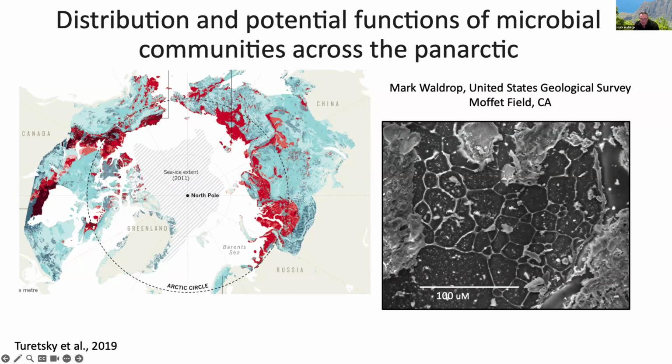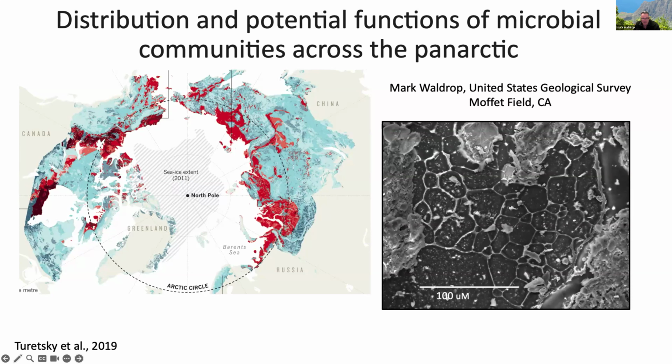Permafrost communities are derived from a wide variety of habitats. But they can be very deep and they can also be very old. It's possible that microbial communities may be reflective of past environments or past permafrost conditions. And we'll touch a little bit on that today as well.